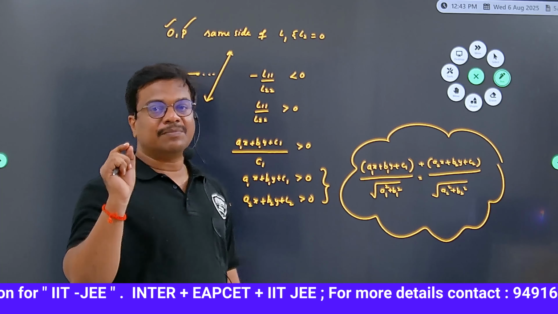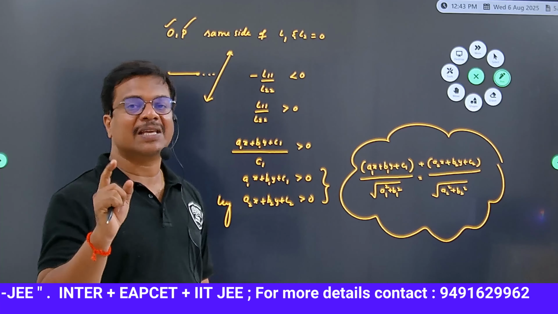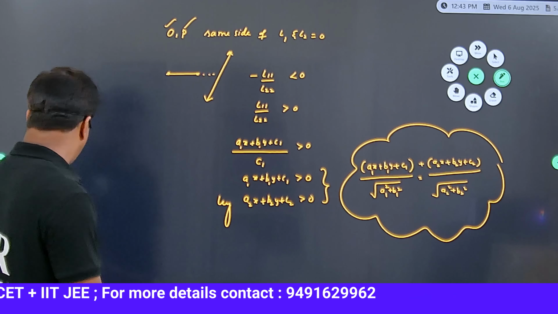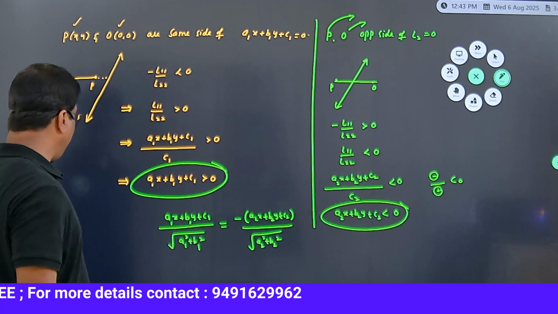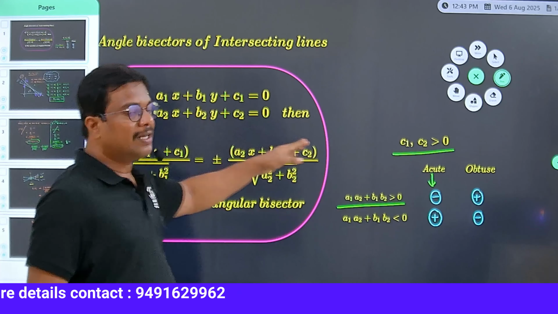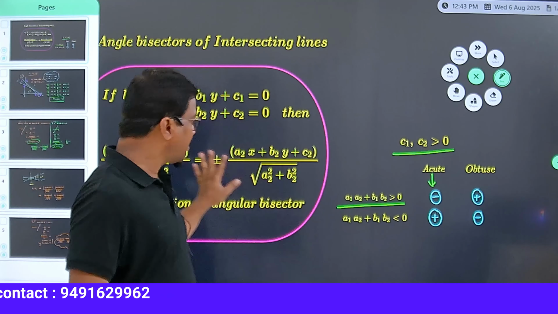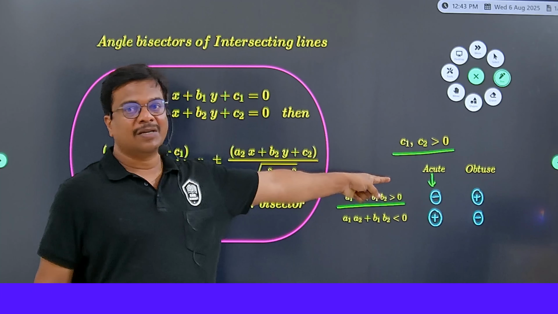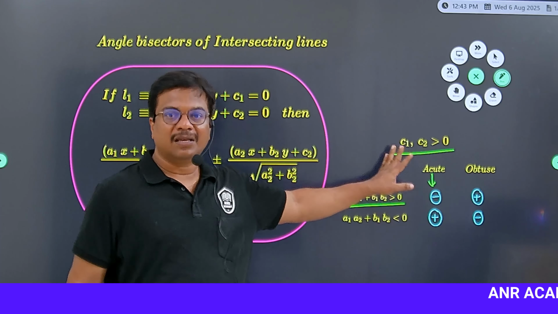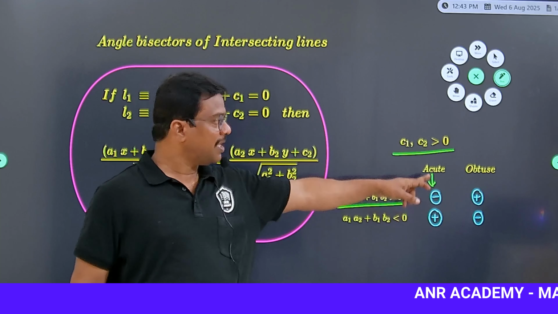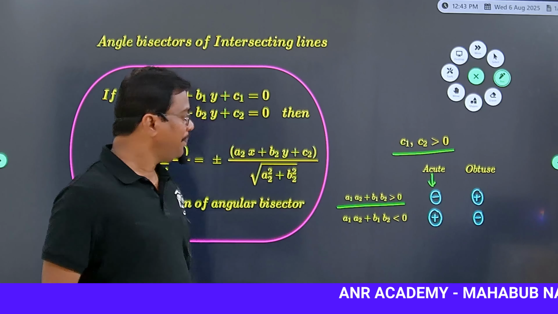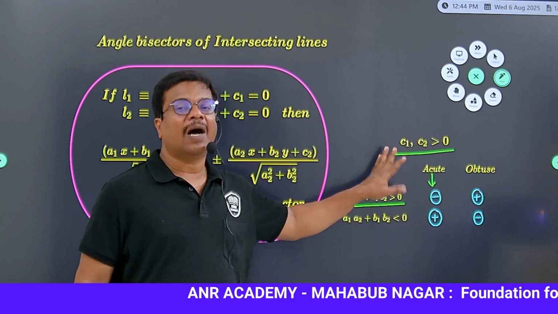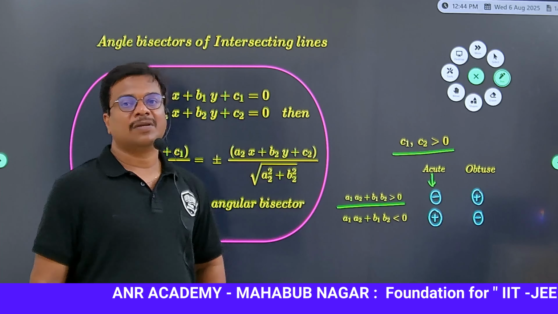Remember, it is a must first to make C1, C2 positive, and after that, depending upon the A1 A2 plus B1 B2 value, whether it is positive or negative, you can decide the acute and obtuse angular bisectors by this formula. If it is positive, as we discussed in the proof, for acute you have to use the negative sign, for obtuse you have to use the plus sign in the formula. In case you get A1 A2 plus B1 B2 less than 0, then remember it is opposite to this. I hope you have understood everything.